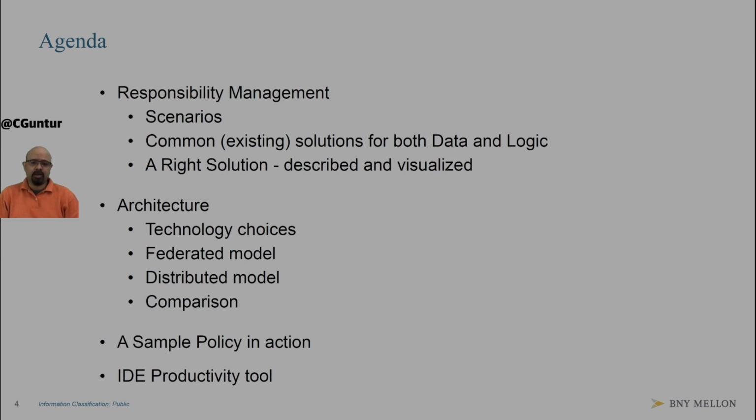Then we'll jump into architecture. We will take a look at a few technology choices that we evaluated. We will cover two different architecture patterns that we built and used, and we'll do a comparison between the two to see which one worked better for us. This will be followed by a sample policy in action using this solution that we came up with. We will wrap this session with an IDE productivity tool that we built and heavily use.